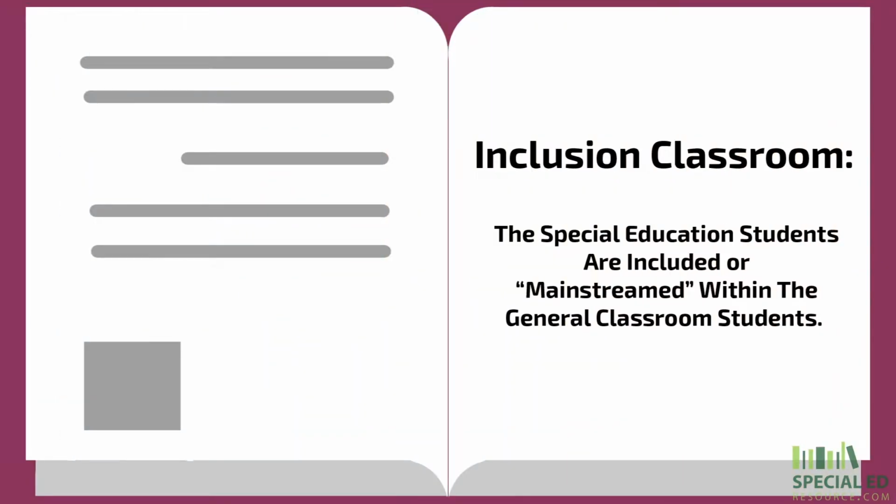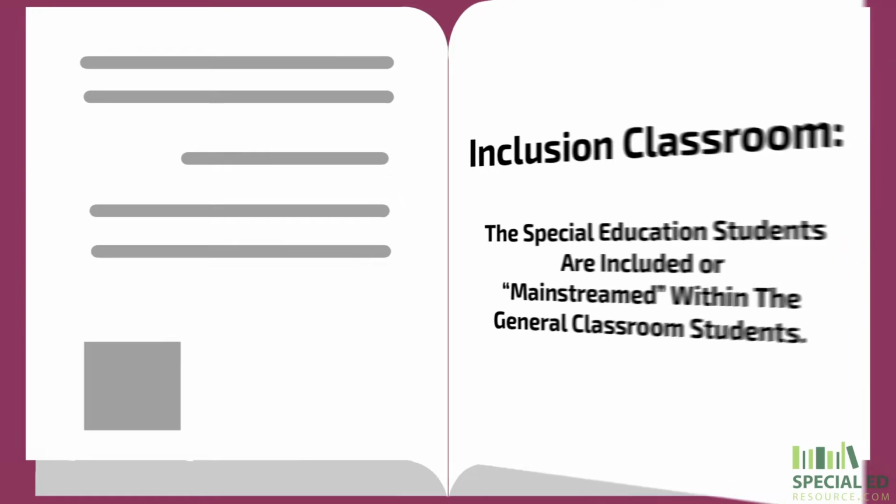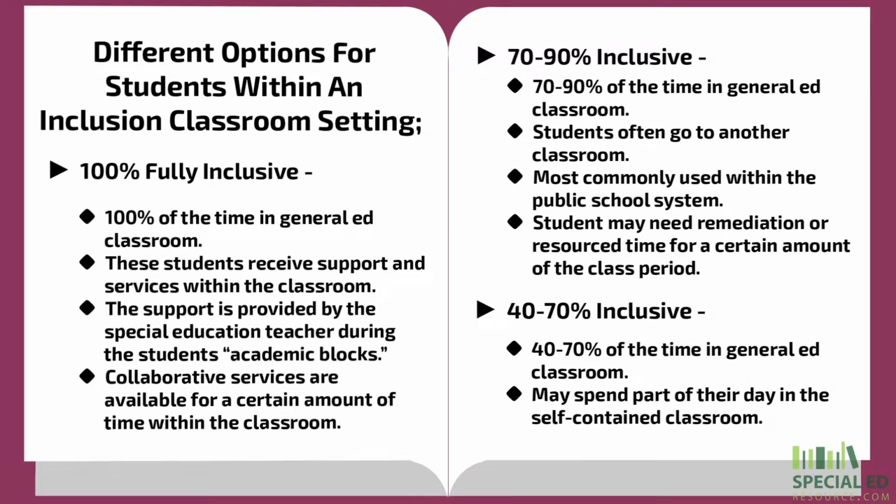Okay, so far we've taken a deep dive into self-contained classrooms. Now let's talk about the collaborative or inclusion classroom. An inclusion classroom is where the special education students are included or mainstreamed within the general classroom students. Different options for students within an inclusion classroom setting could include 100% fully inclusive.